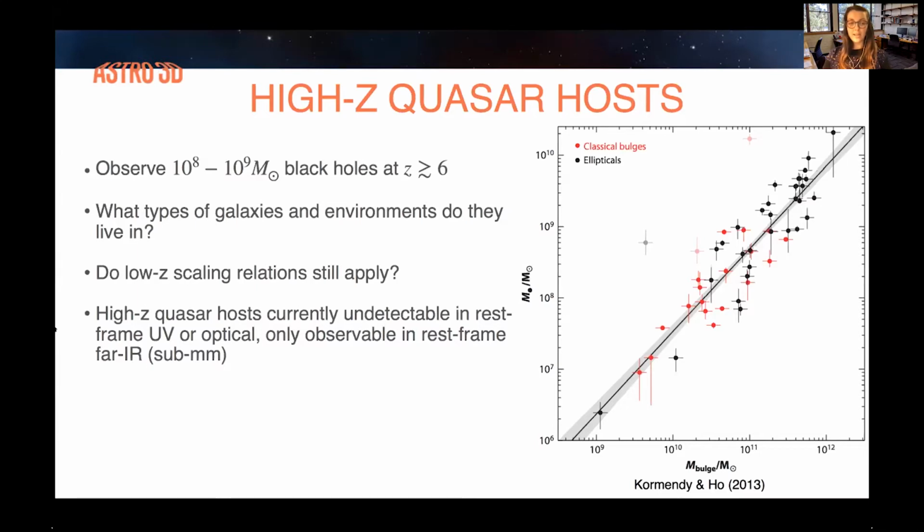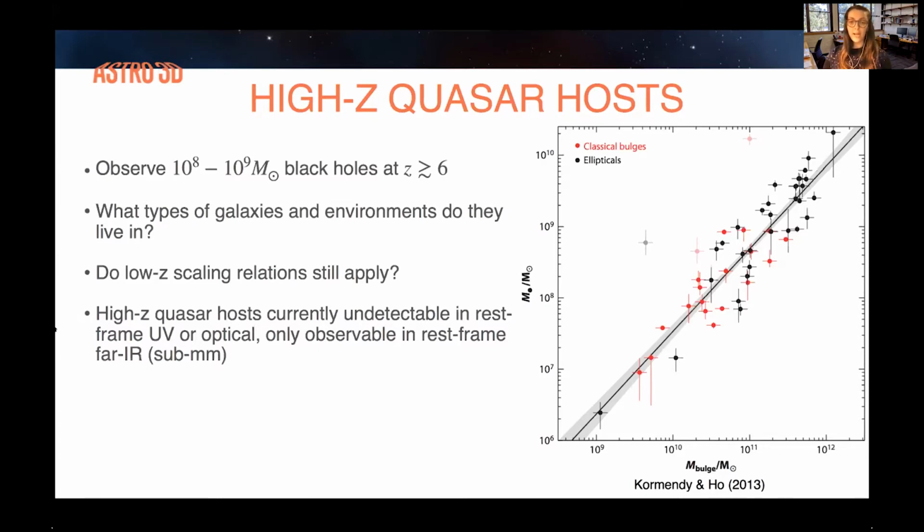So they are currently undetectable in the rest frame UV or optical, which is where these local relations are observed. Now, the reason for this is that at high redshift, galaxies are very small compared to the resolution of current telescopes, and the quasars are very bright. So when you look at these objects, all you see is the point source of the quasar.